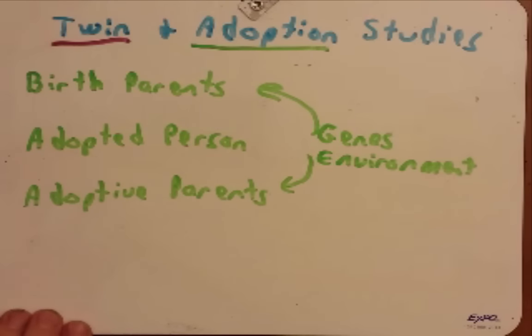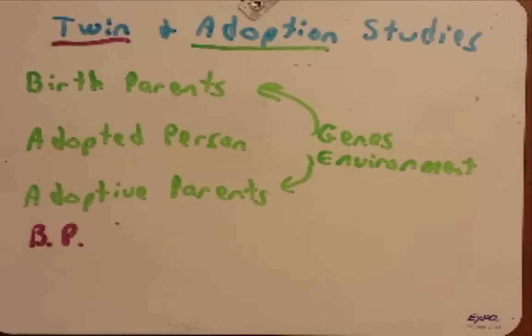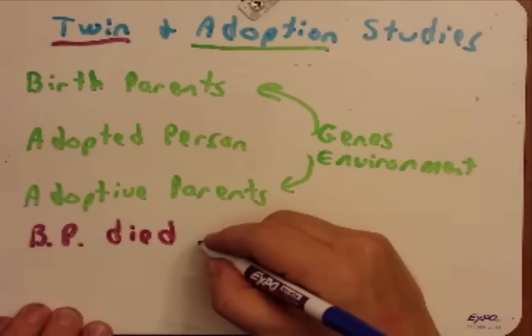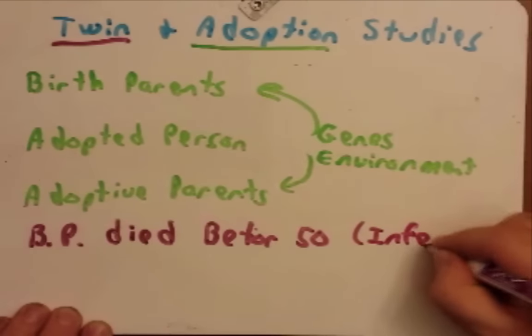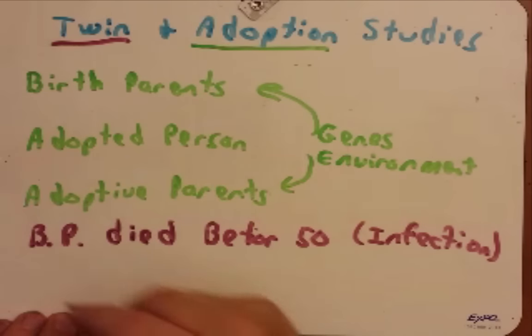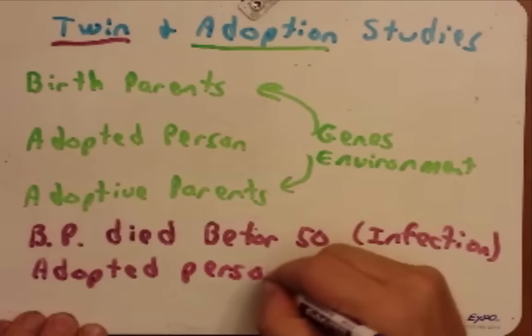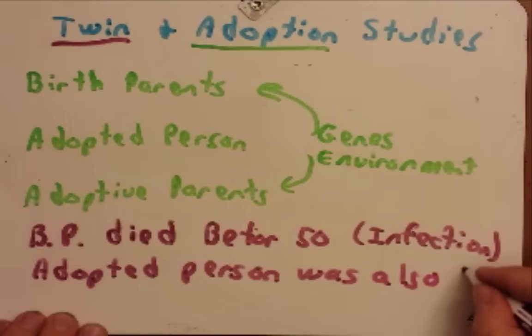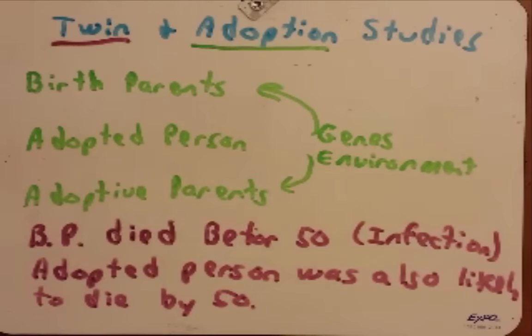So for instance, if you had a case where a biological parent, and I'm just going to put BP just to save space and time here, let's say, and when they did a study with a bunch of people here, on average they died before the age of 50, due to some kind of infection. They discovered that the adopted person here was also likely to die by 50. This was kind of surprising because I think before they did the study, people would have thought that this was much more of an environmental issue. But it turns out that the person's genetic background says a lot about whether or not they will be prone to certain kinds of infection.